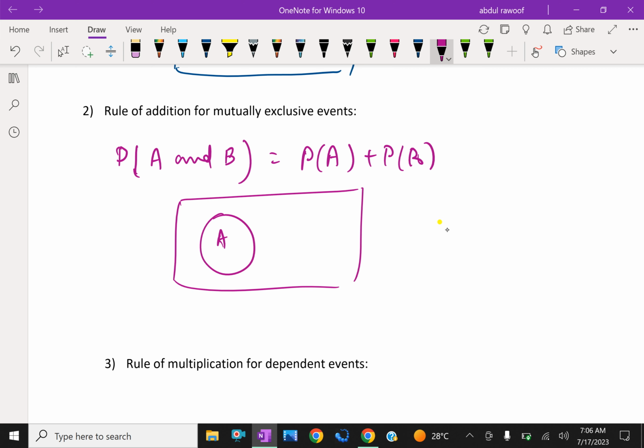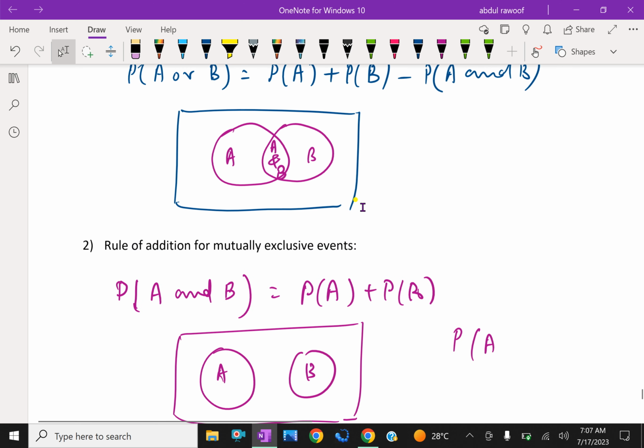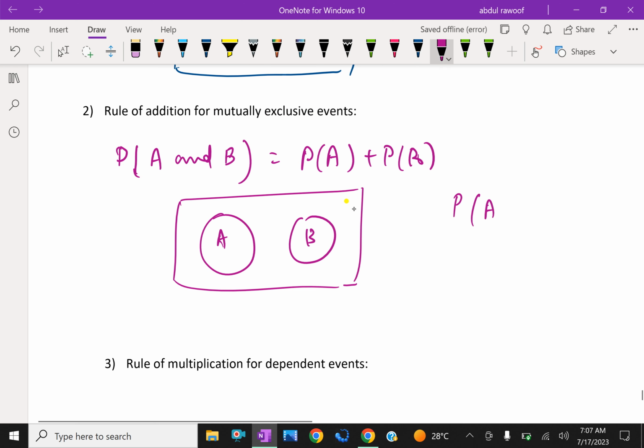Like A, B. Since P of A and B is equal to 0.